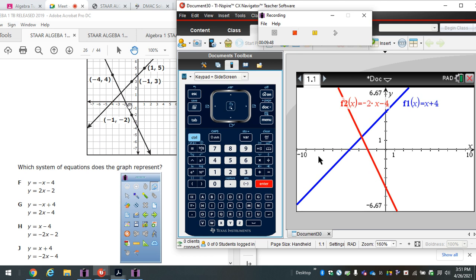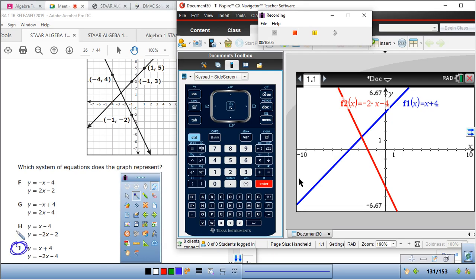Crosses about -2.5 and 1.5. -1, 2, yeah, -2. Yeah, perfect. Boom, crosses right there at a -2. And crosses at a -4. Boom, that's my answer. Was I correct? Yeah. Okay, two more.